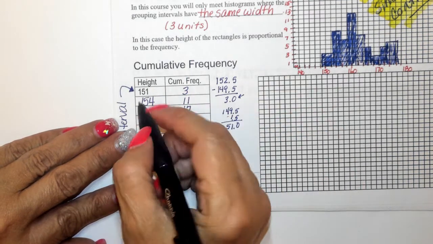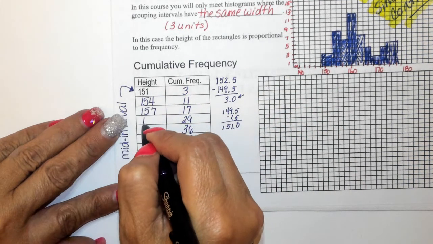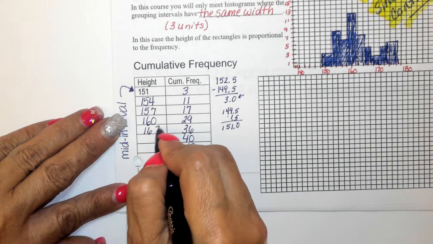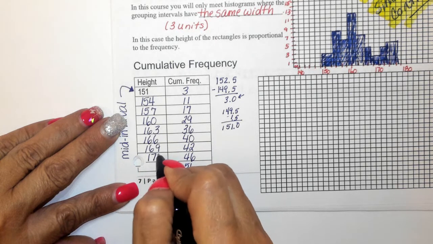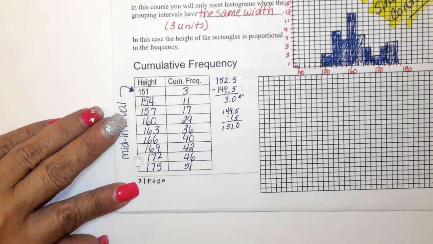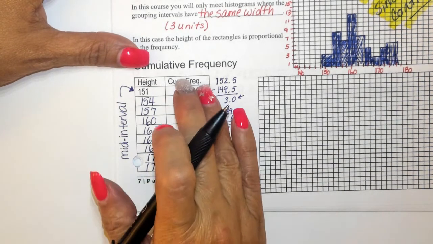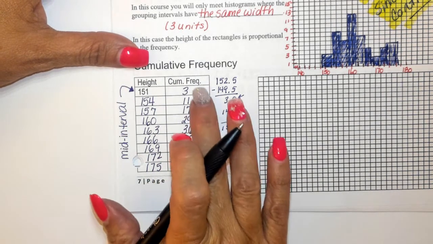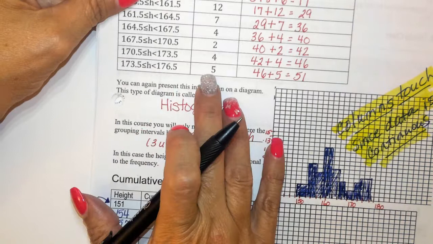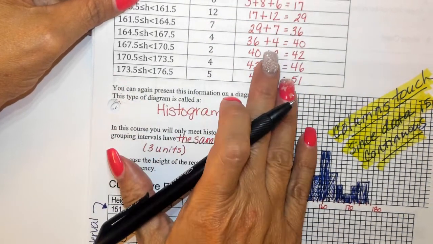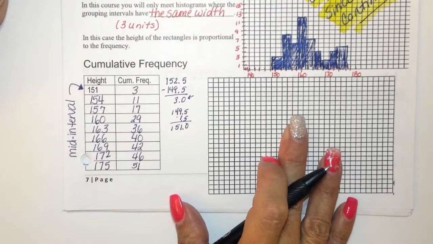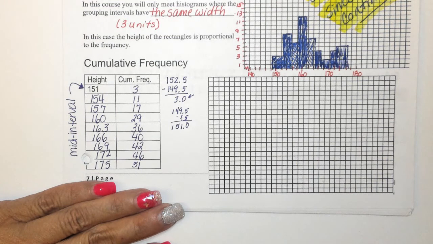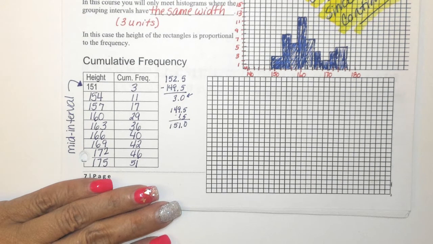You're going to notice you're going up by 3: 157, 160, 163, 166, 169, 172, and 175. Okay, this is the mid-interval. This is the frequency that it occurred, and this is the cumulative frequency. Yes, 175 only happened 5 times, but cumulatively, we're at 51. Okay, so here's what we're going to do. This blew my mind when I first started studying statistics and looked at this. I was like, oh my gosh, that's so cool.